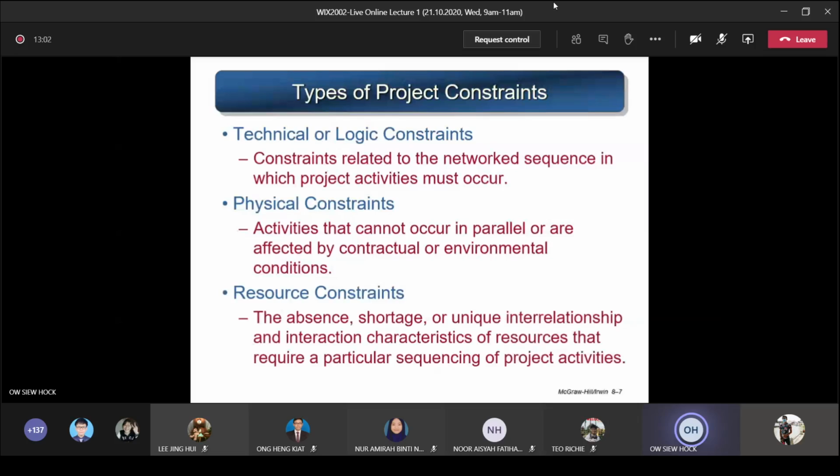So next is the resource constraints. This is the absence, shortage, or unique interrelationship and interaction characteristics of resources that require a particular sequencing of project activities. That means not enough materials. It can be not enough humans or staff, skilled, experienced people to help you, or equipment that you need over a certain period of your project. So at a certain time, you need a lot of resources, but you don't have enough. Maybe you have partially 50%. Then how do you overcome this resource constraint?